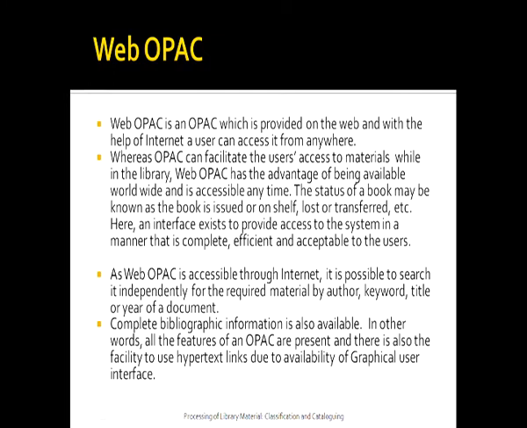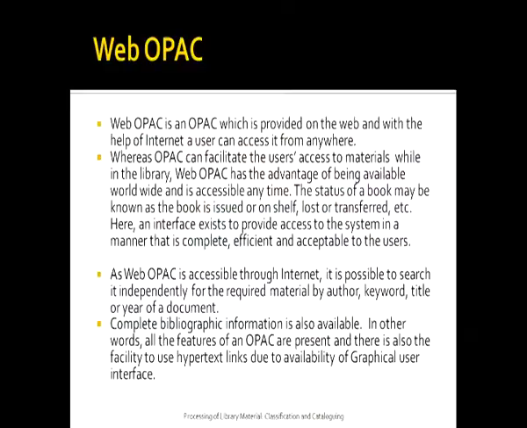The status of a book may be known, as the book is issued or on the shelf, lost or transferred, etc. Here, an interface exists to provide access to the system in a manner that is complete, efficient and acceptable to the users. So, as Web OPAC is accessible through the internet, it is possible for any user to search it independently from anywhere by author, keyword, title or year of publication. Then complete bibliographic information is also made available in the Web OPAC.